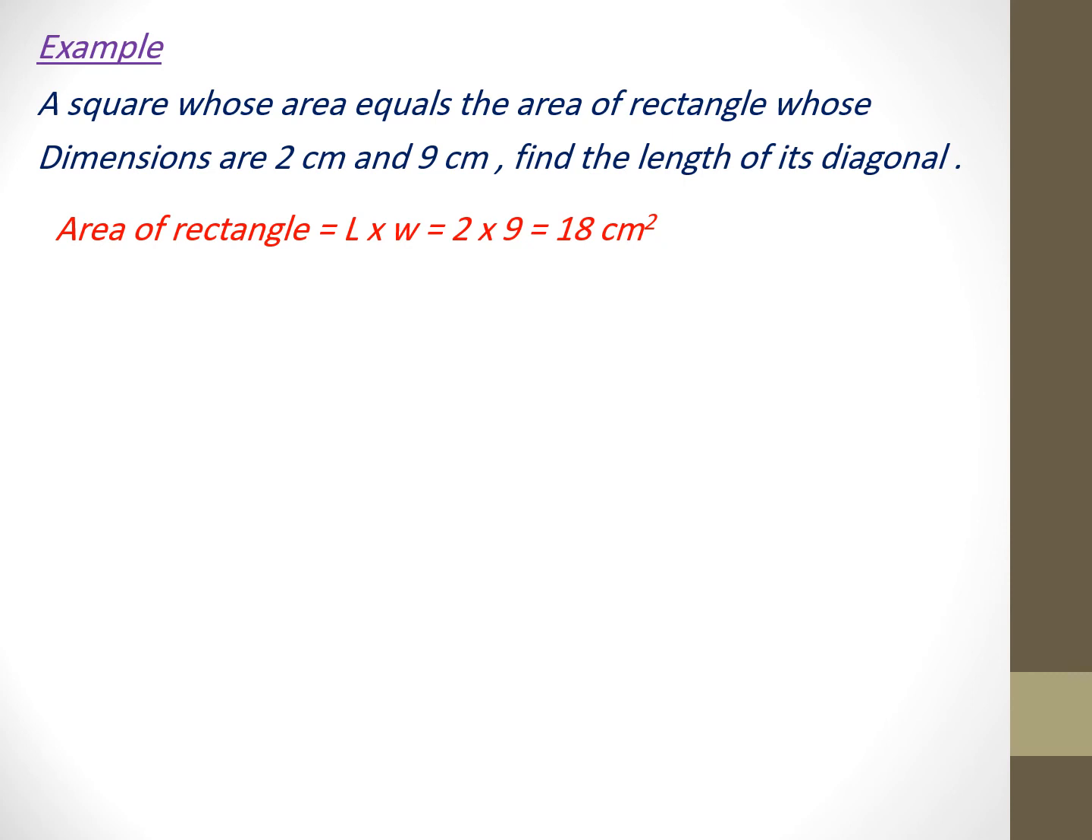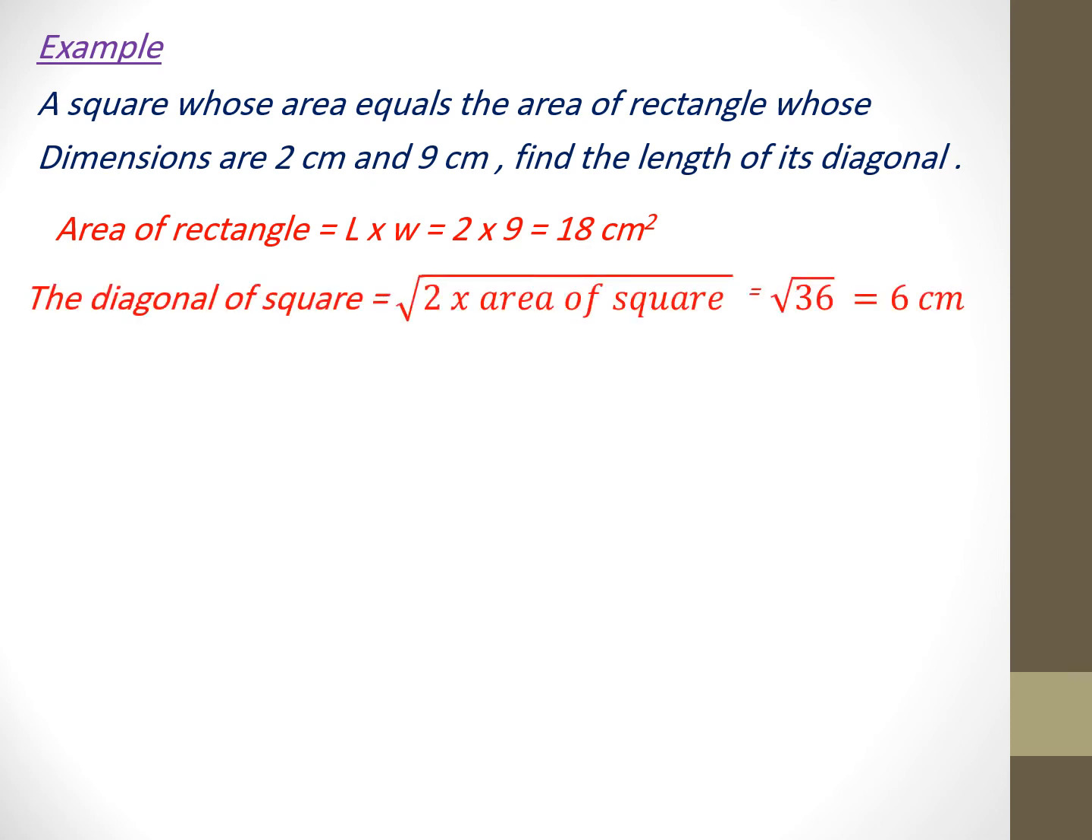How to find the diagonal of the square with given area? The length of the diagonal of a square equals the square root of 2 times the area of the square. You should memorize this rule. The diagonal of the square equals the square root of 2 times the area, equals the square root of 2 times 18, equals 6 centimeters.